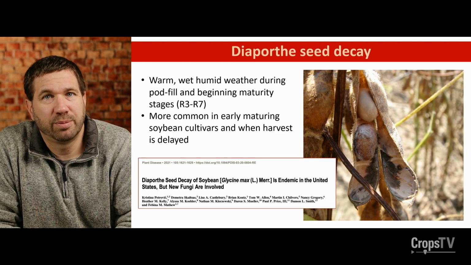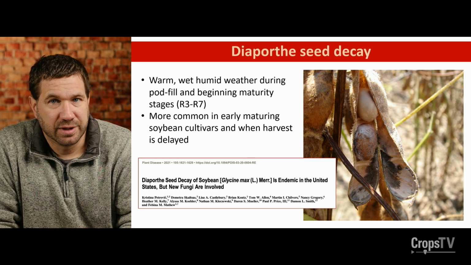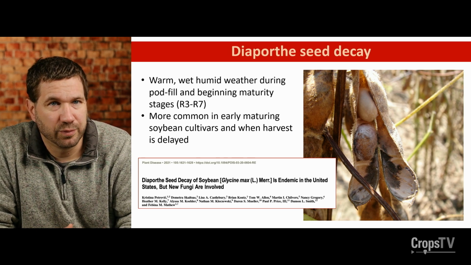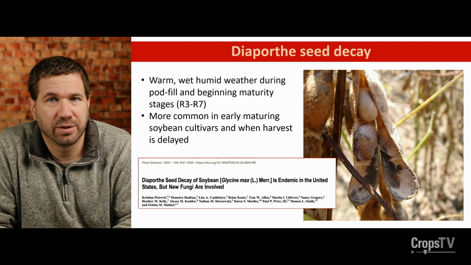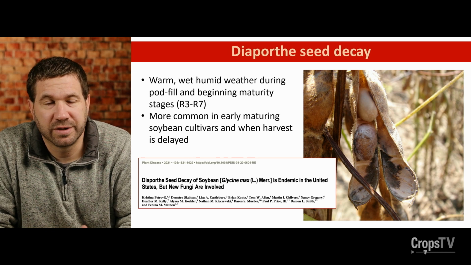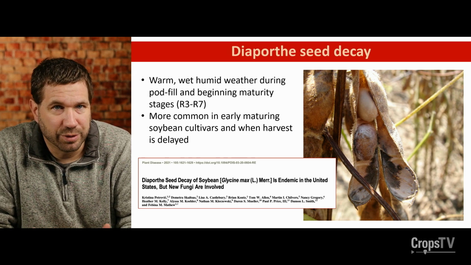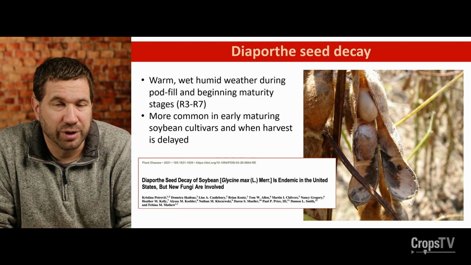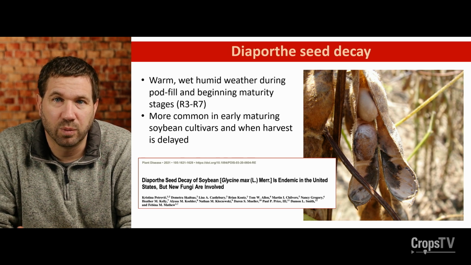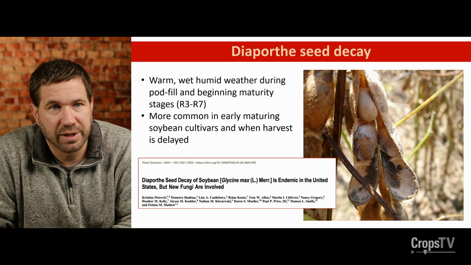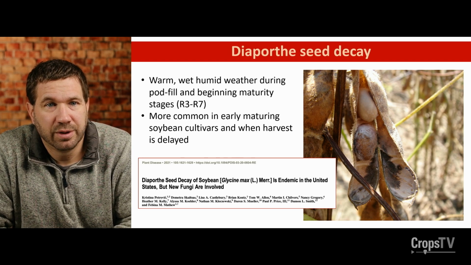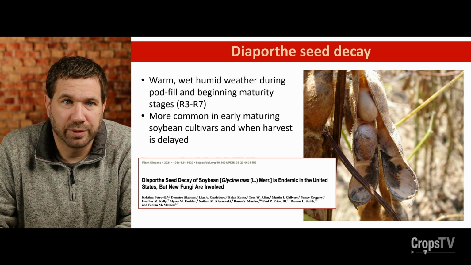We'll first focus on Diaporthe seed decay. This is a disease that will show up, especially when it's warm and wet later in the season or during the reproductive stages, R3 to R7, but especially as you get later into the reproductive stages. It's also more common in early maturing soybeans, and also if harvest is delayed. So both of those are factors. The early maturing ones would be maturing when the temperature is a little bit warmer, and the delayed harvest just gives you an increased chance of having the ideal weather for this disease to really set in. So the paper that we're going to be discussing is published out of South Dakota State, and Fabina Matthew is the corresponding author for that paper.